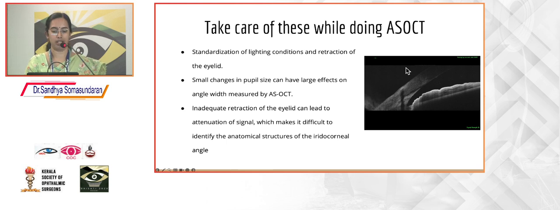Now while doing ASOCT, these things should be taken care of. That is, one is standardization of lighting conditions and retraction of lid. Here you can see one artifact. This is due to the lid. This black thing is an artifact which is due to the lid.